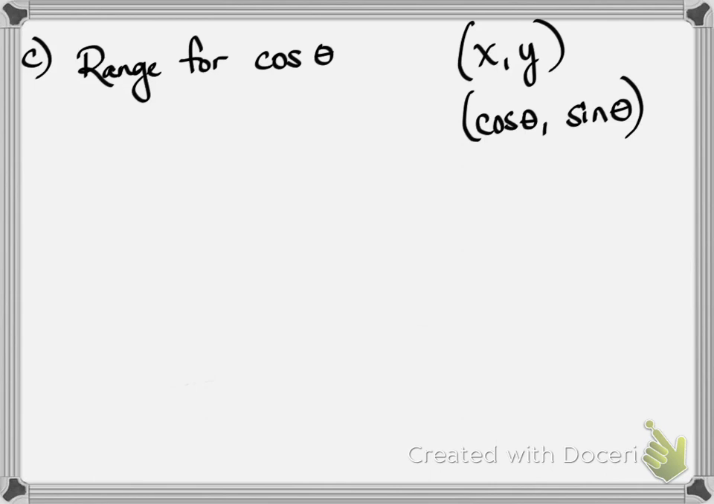Right, C part wants us to talk about the range of cosine. Range is the y values. So look at all the y values for the angles on the unit circle. They go from 0, a half, square root of 2 over 2, square root of 3 over 2, to 1. And then we have repetitions of those where some of those are negative, all the way to -1. So what is the smallest y value that you get?